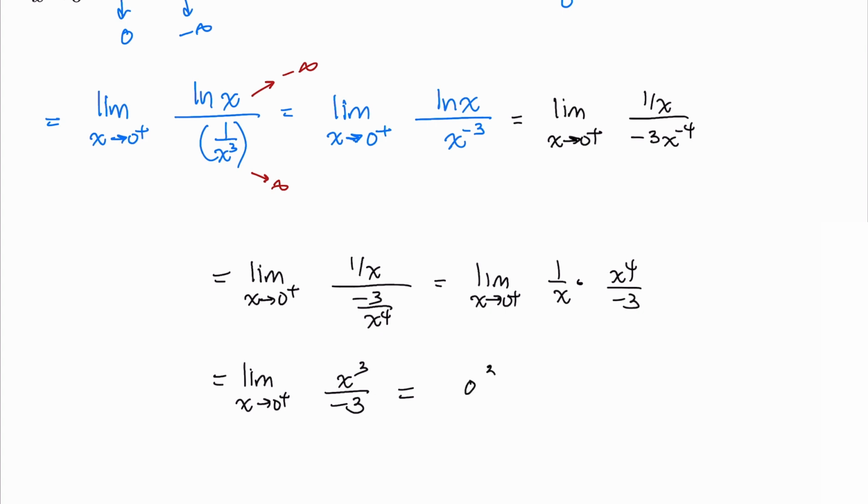We get 0 to the third over negative 3, which is just 0. So the limit of that original function is 0, and you can easily check that by looking at a graph. The graph would make it look like it's passing through 0, 0. It's just getting so close to that point that it just looks like it. And there we have it.